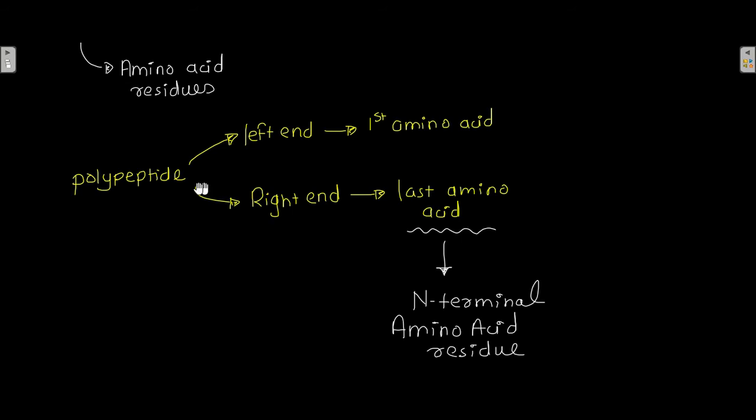Now, by convention, in a polypeptide, the left end represents the first amino acid and the right end represents the last amino acid. Whenever you are drawing a diagram, it is fixed by convention that the left end of the polypeptide diagram represents your first amino acid, and the right end represents the last amino acid. The first amino acid is also termed the N-terminal amino acid residue.